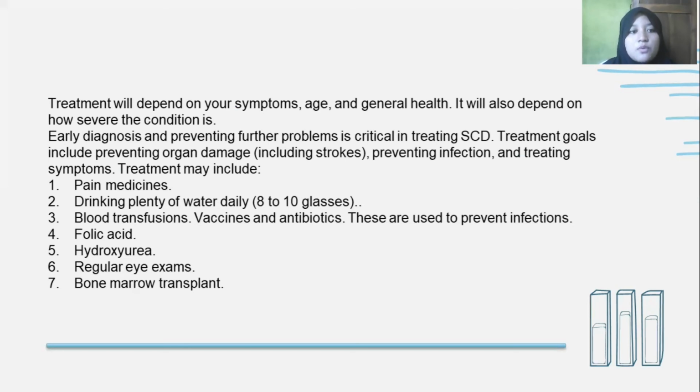Treatment may include: 1. Pain medicine, 2. Drinking plenty of water daily, 8 to 10 glasses, 3. Blood transfusion, vaccines, and antibiotics, which are used to prevent infection, 4. Folic acid, 5. Hydroxyurea, 6. Regular eye exams, 7. Bone marrow transplant.